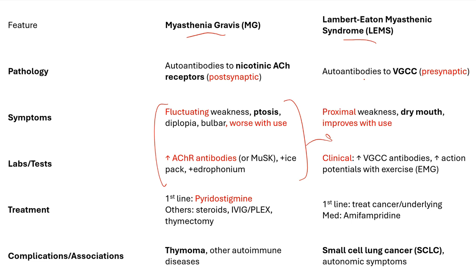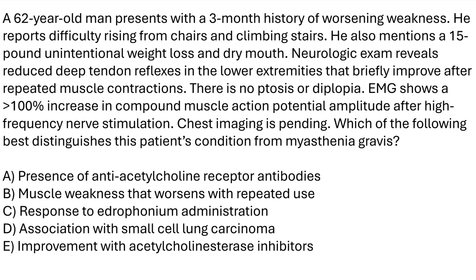Now let's quickly do 2 practice questions. Take your time, pause the video, and answer this question to the best of your ability. The correct answer to this question is going to be answer choice D. This is highly associated with small cell lung cancer. This is because what is being described here is going to be Lambert-Eaton syndrome. It is asking us to compare how this changes or differs from myasthenia, and we should understand that Lambert-Eaton syndrome is highly associated with small cell lung cancer.